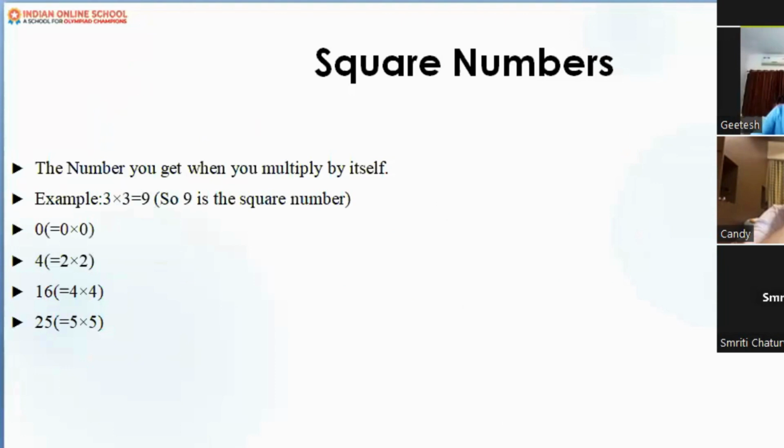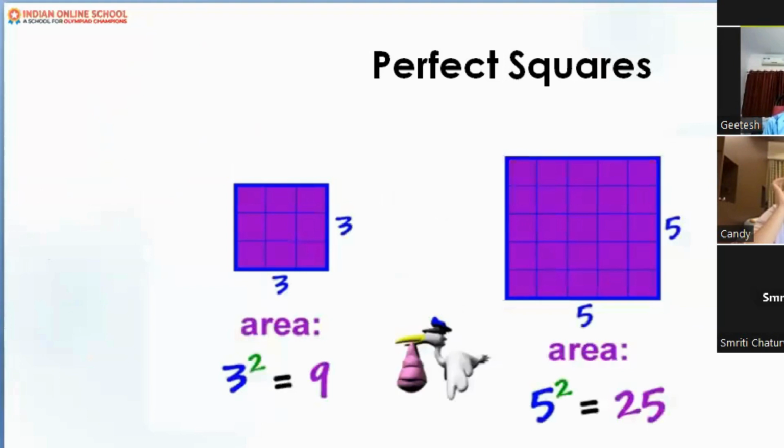So now from what we have learned, we can conclude that whenever you multiply a number by itself, that number is known as a square number. Like 2 times 2, you are getting 4, 4 times 4, you are getting 16, 5 times 5, you are getting 25. So all these numbers are square numbers only, okay?